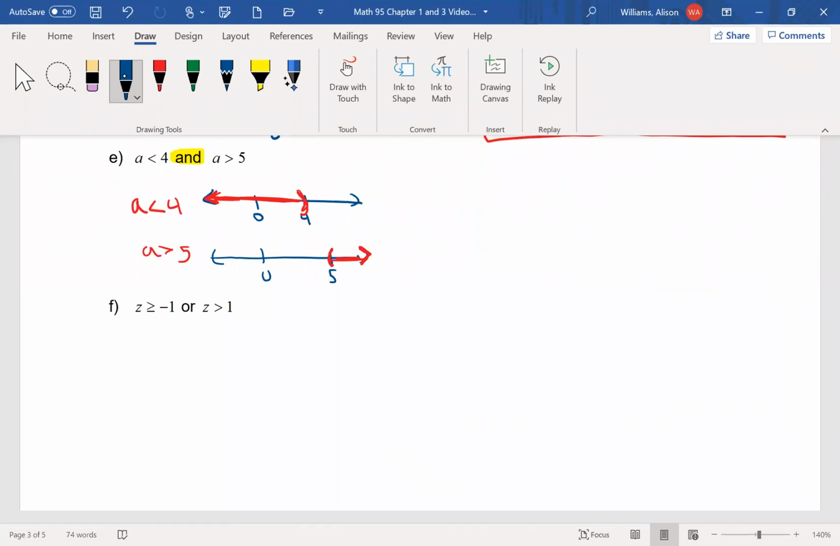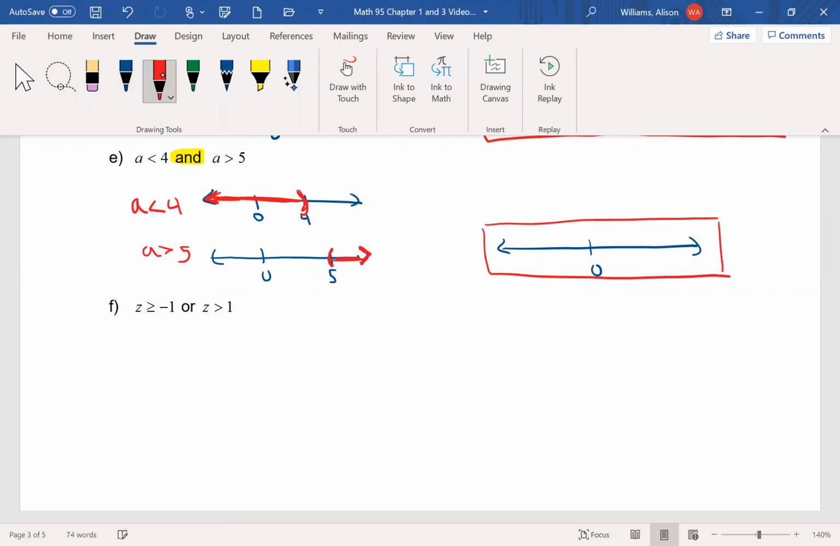That was weird. It wasn't even selecting a highlighter. So there's nothing for me to draw. Therefore, that's the answer: a blank number line. There's nothing to draw, and they have no solution, nothing in common. All right, let's look at this last one here.